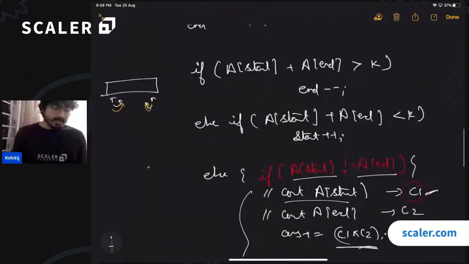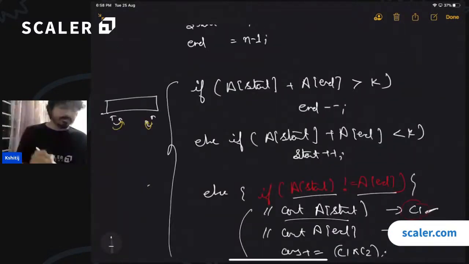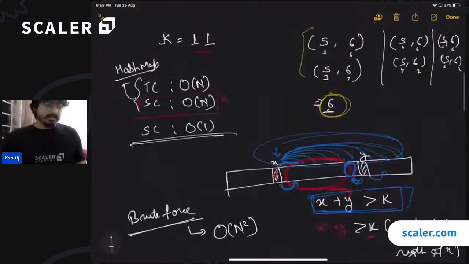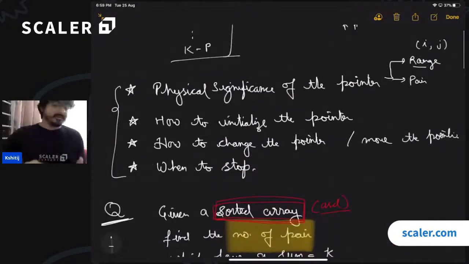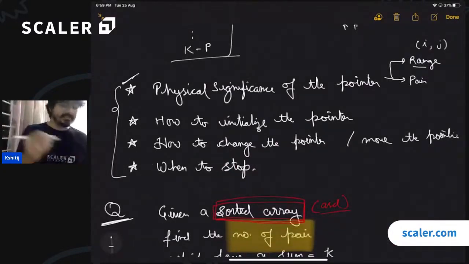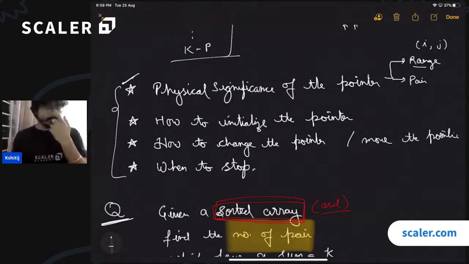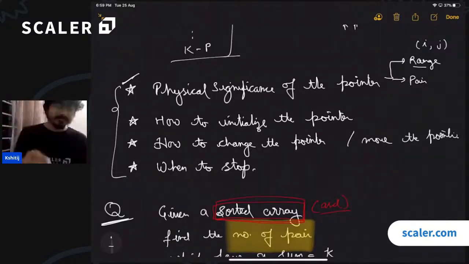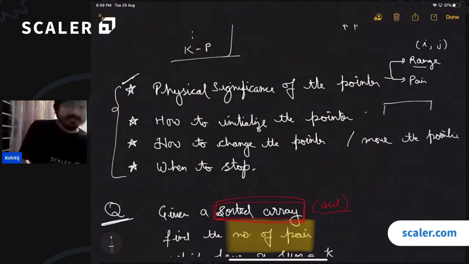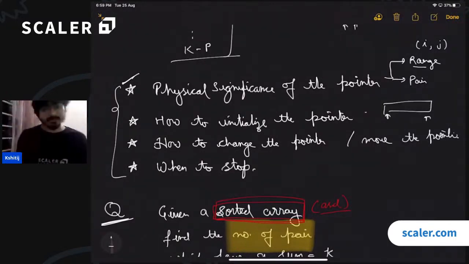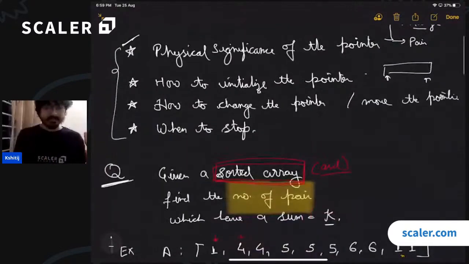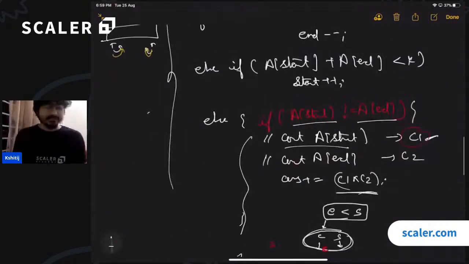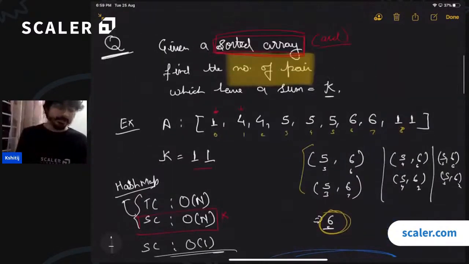Okay. Now the question is, how many times do we need to do this whole thing? So first of all, let us go back to the points that we have written. Is everyone clear about what is the physical significance of the pointers? The physical significance of the pointers is that pointers are representing pairs. I is pointing to one element, J is pointing to one element, right? So pointers are representing a pair. How to initialize the pointers? We have initialized one pointer from the start, the other from the last. How to change the pointers, that we have seen. Based on the cases, we are either incrementing one pointer or decrementing the other pointer.